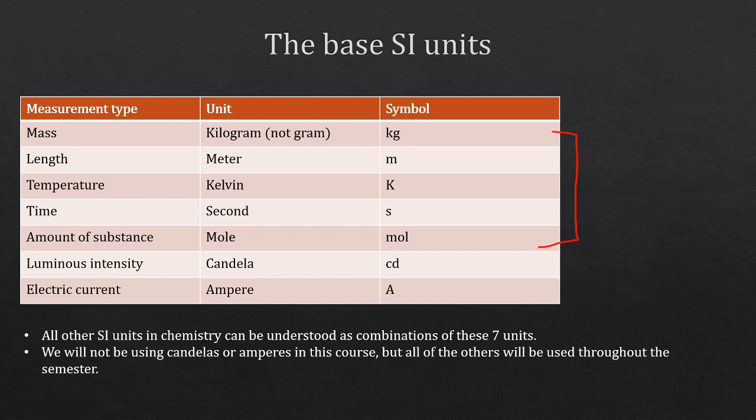And then candelas and amps are units, but we're not going to be using them a lot in this course. In the second semester course, you will use amperes a little bit when you get towards electrochemistry. And we just won't work with candelas. You may use this a little bit in your physics class. But I do mention it so you know there are 7 total units. And every other unit we come up with can come by combining these units together.